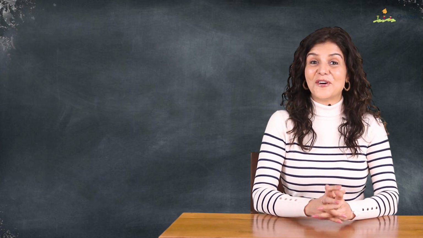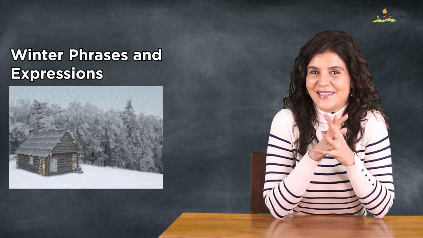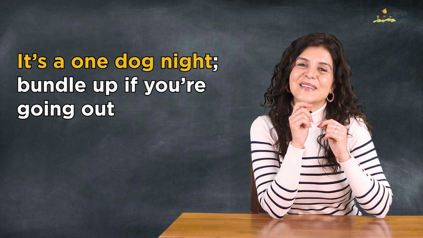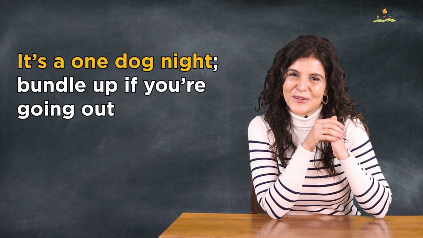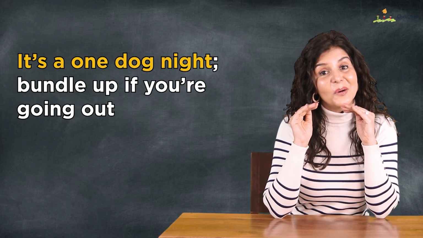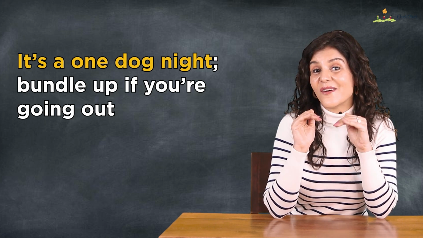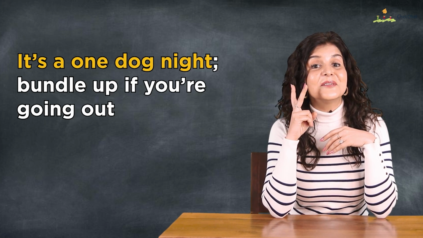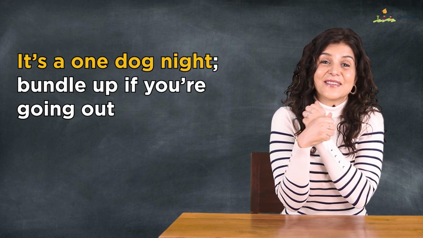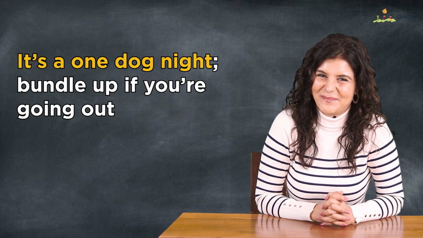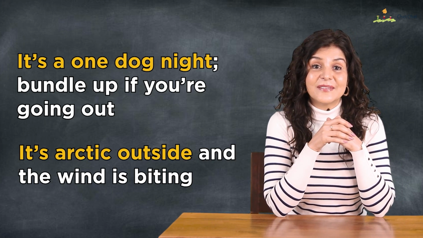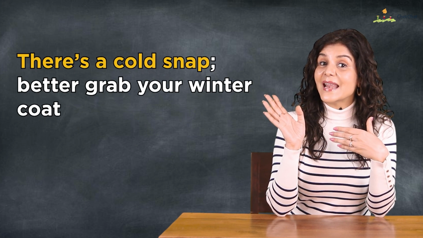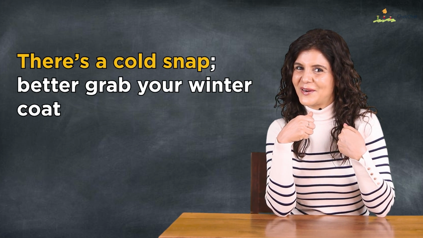And time now for phrases and expressions relating to the winter. I love this one. It's a one dog night. Bundle up if you're going out. It means that it's so cold that you need to hug one dog and sleep. And if it gets any colder, then you can say it's a 2 dog night. You need to hug 2 dogs and sleep. It's Arctic outside and the wind is biting. There's a cold snap. Better grab your winter coat.